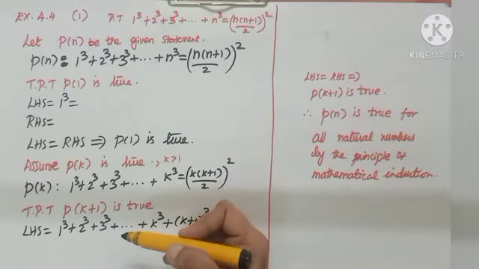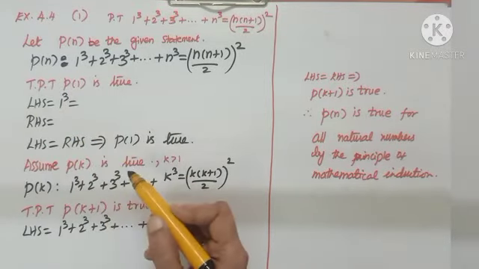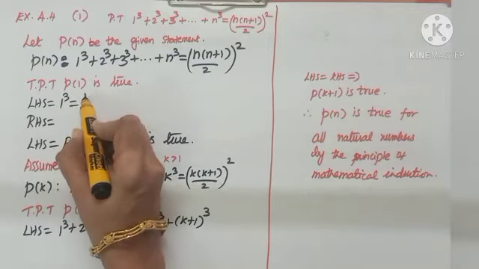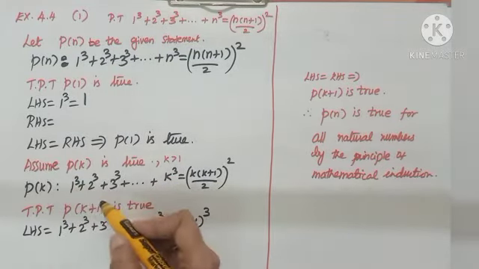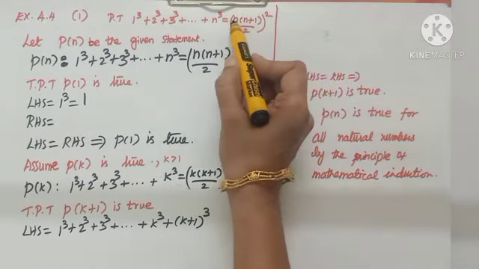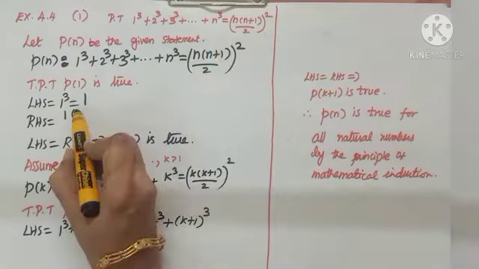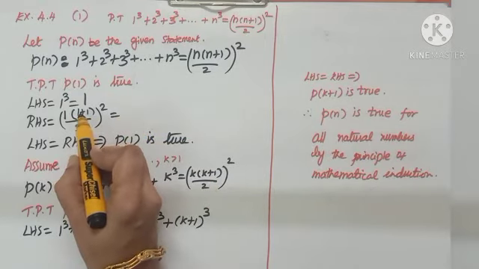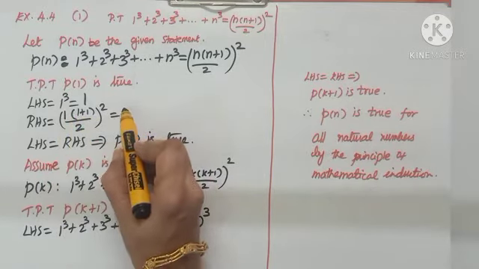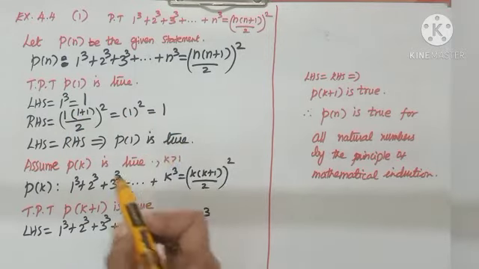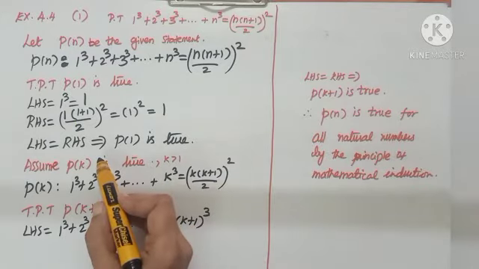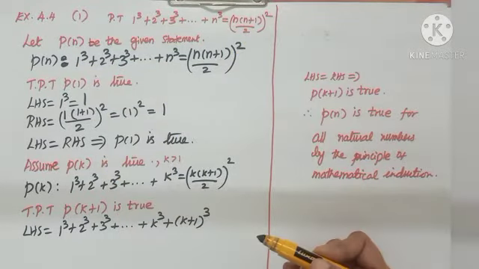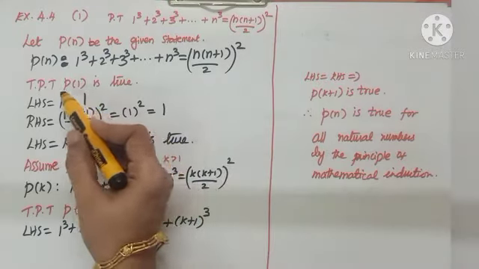The second step, to prove that P of 1 is true. 1 tells me first term in the LHS, 1 cube. 1 cube is 1 into 1 into 1, that is 1. RHS, wherever n is coming, put 1. So this will become 1 into 1 plus 1 by 2 the whole square. That is 1 plus 1, 2, 2 into 1, 2, 2 by 2, 1, the whole square, that is 1. LHS equals RHS implies P of 1 is true. So first step, assume the statement in the name P of n. Second step, prove that P of 1 is true.